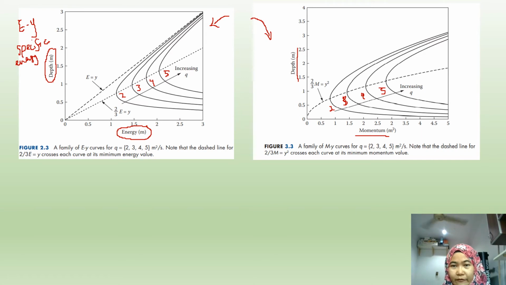You can also observe the minimum value of momentum in this figure. This is the line of minimum momentum. In the energy figure, you can also observe the minimum value of energy.